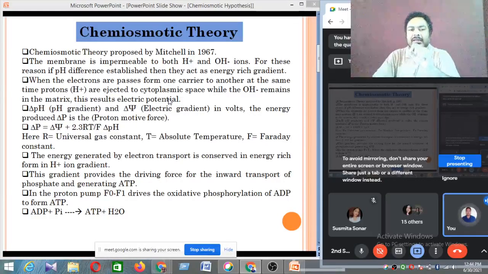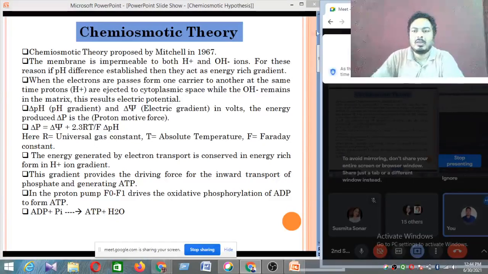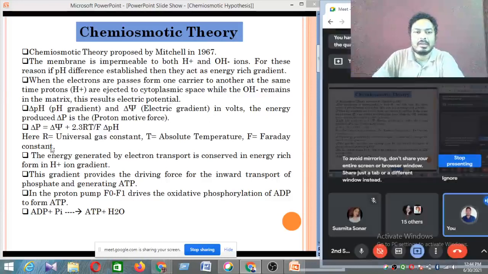You can say this electric potential as an equation. This is the equation of electric potential. Now, what is delta pH? Delta pH is the pH gradient. What is delta psi? Delta psi is the electric gradient in voltage. You can see voltage is generated, so delta psi is the electric gradient.